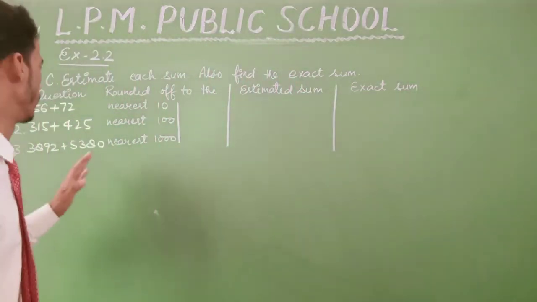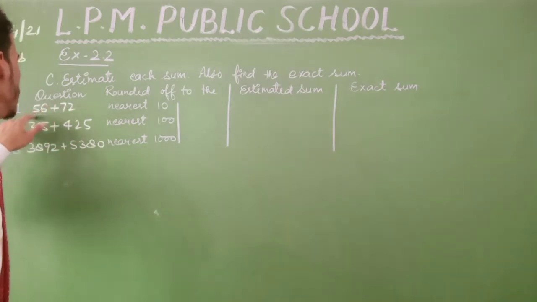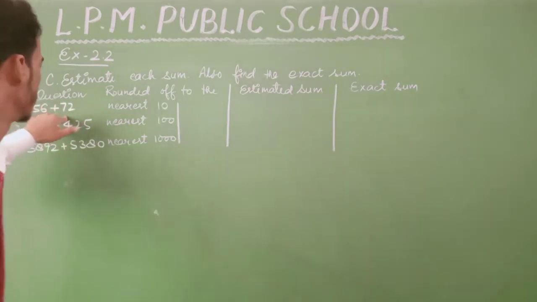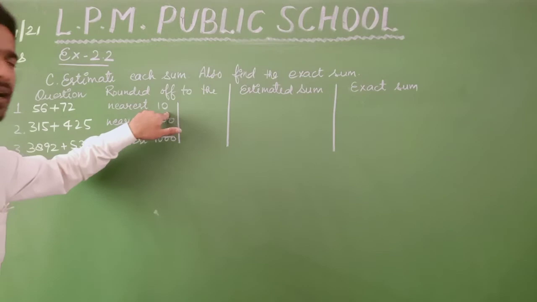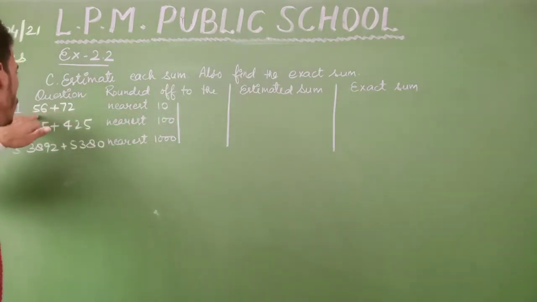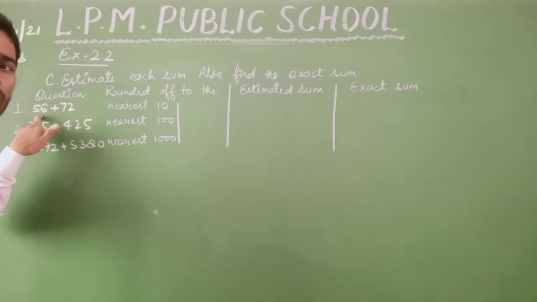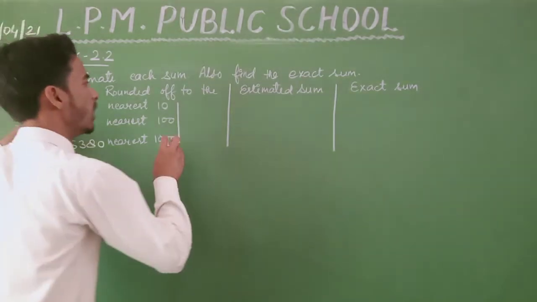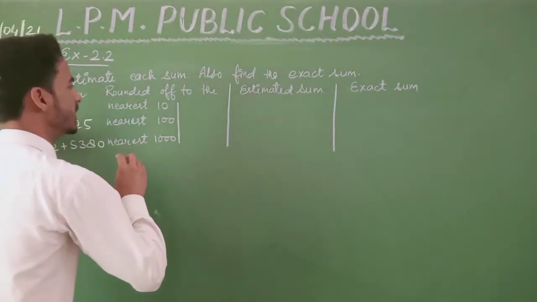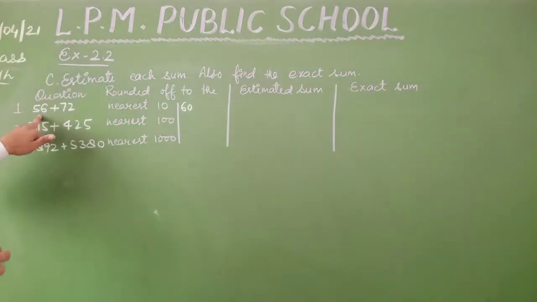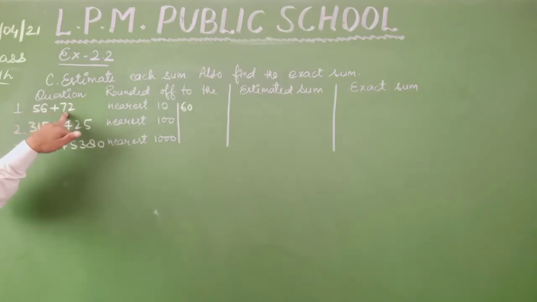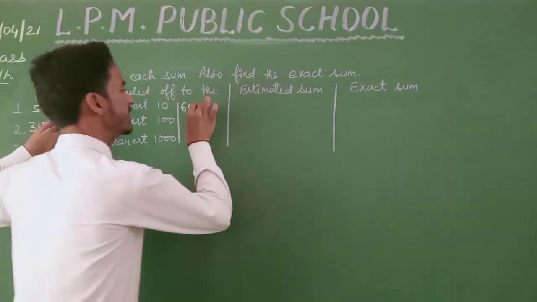Okay, so listen carefully. The question is 56 plus 17. Firstly, we have to round off these numbers to the nearest 10. So firstly we have to round off 56. We know that 56 is between 50 and 60, but closer to 60. So 56 is rounded up to 60, and 17 is between 10 and 20, but closer to 20, so it is rounded up to 20.